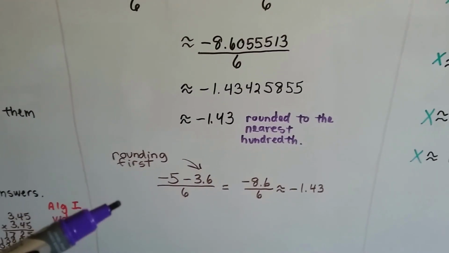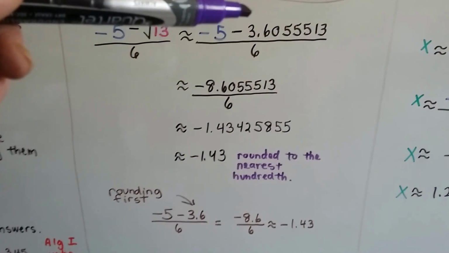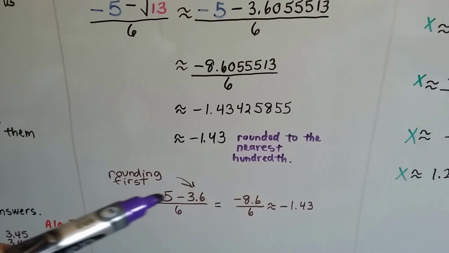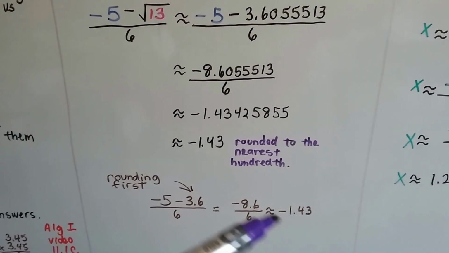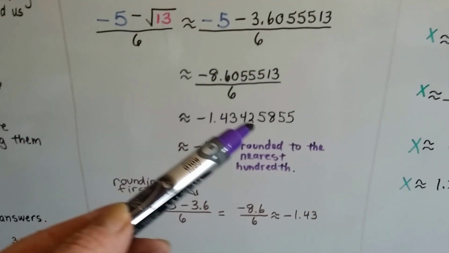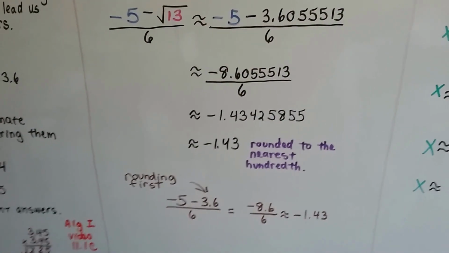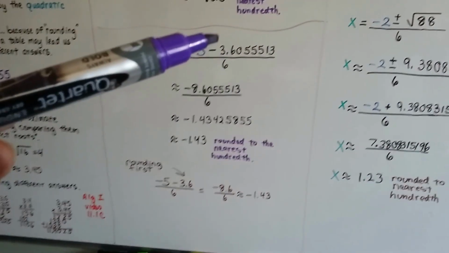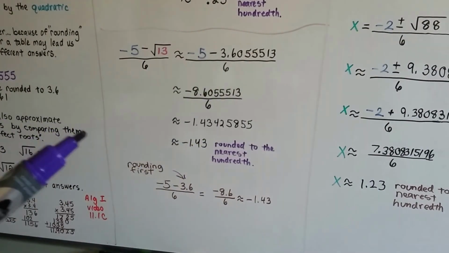Now, we could have rounded first. We could have said, instead of doing this, we could just say 3.6 and rounded it to that, did our subtraction and got a negative 8.6, divided it by 6, and it still would have been around negative 1.43. It would have had slightly different numbers back here, but when we round it to the nearest tenth or hundredth, it's pretty close. So usually they tell you to do the division first because you'll be way more accurate if you're not rounding, okay?